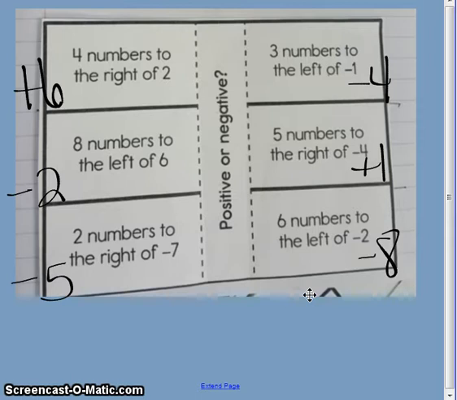Please make sure that you have your negative symbols in front of the numbers. Positive symbols don't always have to go in front of the numbers because it is assumed that if it has a number that's positive, it either has a plus sign in front or it doesn't have anything. But you have to identify your negative numbers with the negative symbol in front.